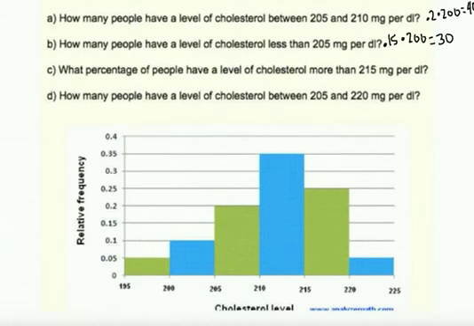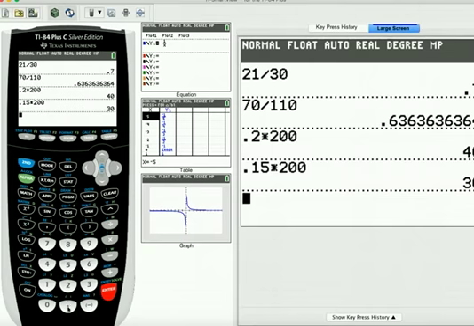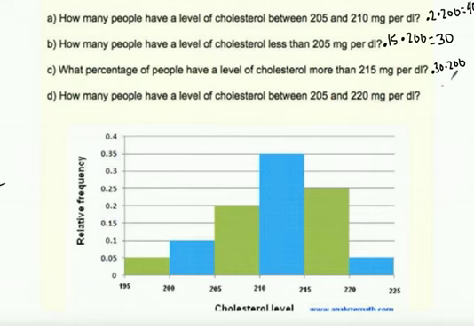What percentage of people have more than 215? So that would be this and this. So 0.25 and 0.05 is going to be 0.30. We'll multiply that by the 200 people that we have total. That's 60.